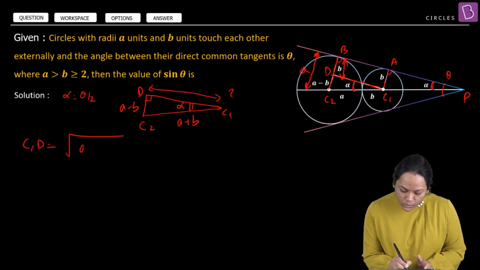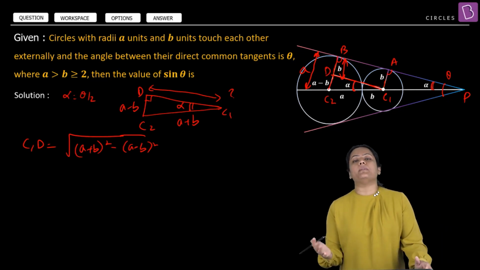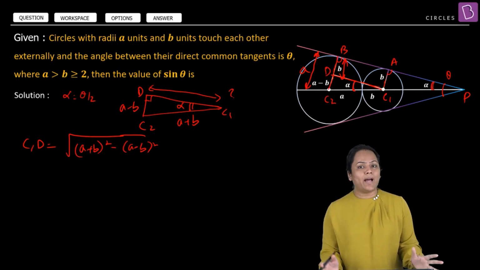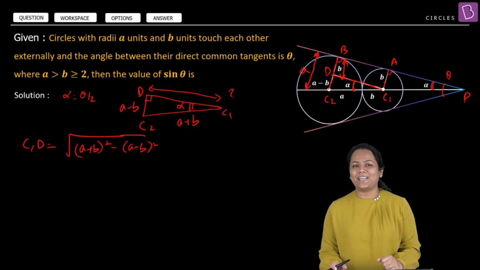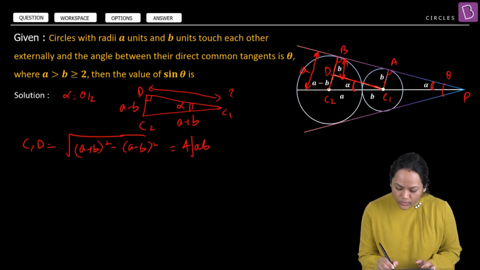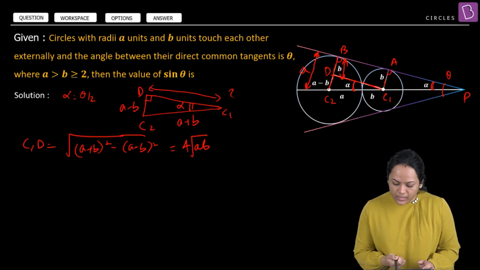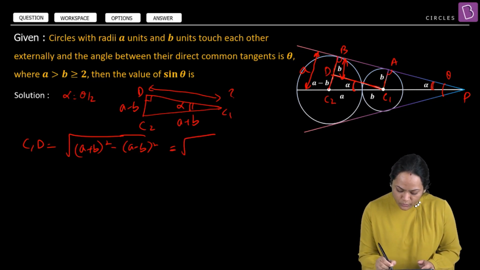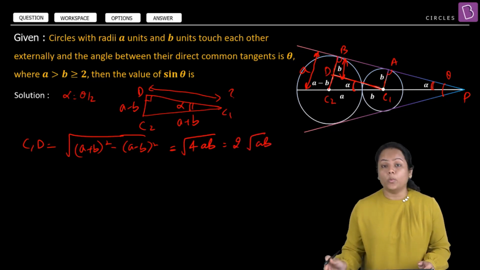So it will become root over (a plus b) whole square minus (a minus b) whole square. And what is (a plus b) whole square minus (a minus b) whole square, guys? If we expand, we know a square and b square are going to get cancelled out. So the left part is 4 root over ab. So this will become root over 4ab, and the value will finally be equal to 2 root over ab.